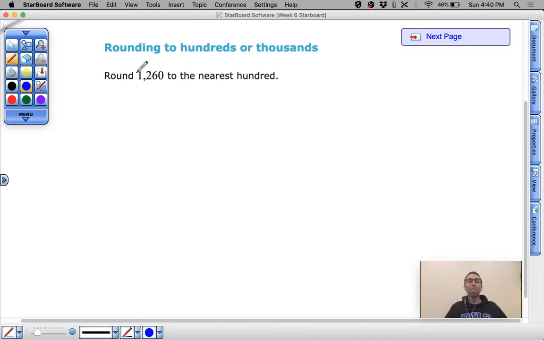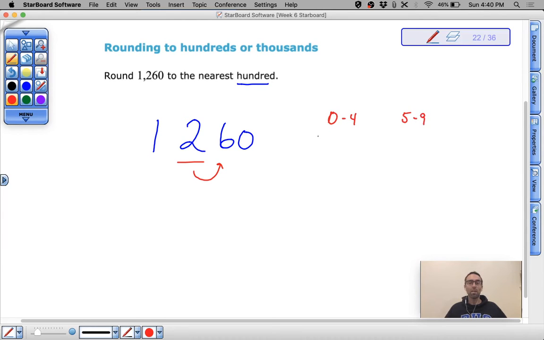So now I have the number 1,260 to the nearest hundreds place. I'm looking for the digit that is in the hundreds place. In that case, that is going to be my 2. So the 2 has the potential to change. The one that decides if it changes is going to be the 6. 6 falls in our second range. We have 0 to 4, and then we have 5 to 9. 6 falls in the category between 5 and 9, which means that digit's going to go up.